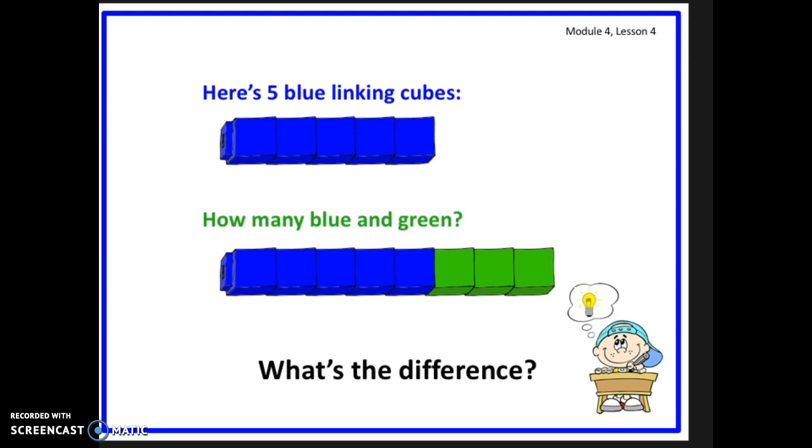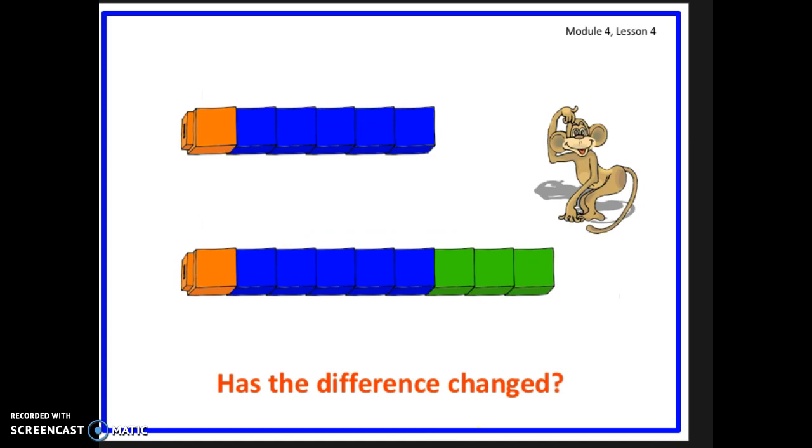Okay, let's look at this first screen. Right here I have 5 blue linking cubes. 1, 2, 3, 4, 5. Now down here I still have those 5, but I added some green ones. How many are there altogether? 8, exactly. What is the difference between 8 and 5? Well, if I look at these and these all match, these are my extra ones, so the difference is just 3.